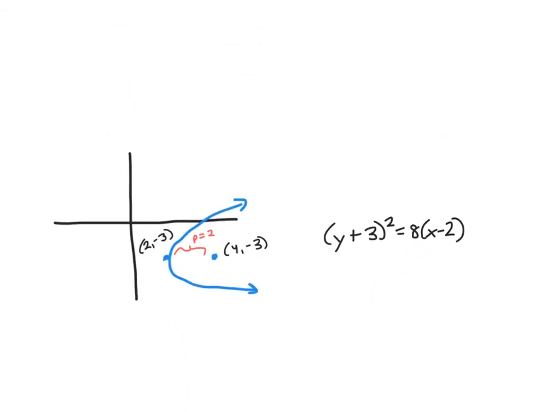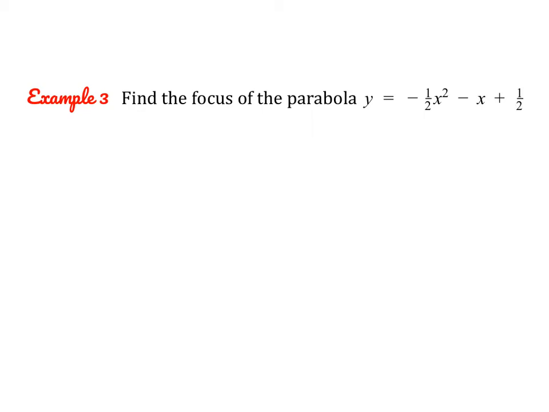Okay, so same idea. Sketch it out so you can see that this is actually a horizontal parabola. We can see that h is 2, k is negative 3, and our p-value is 2. Okay, so now we're going to do something a little different.